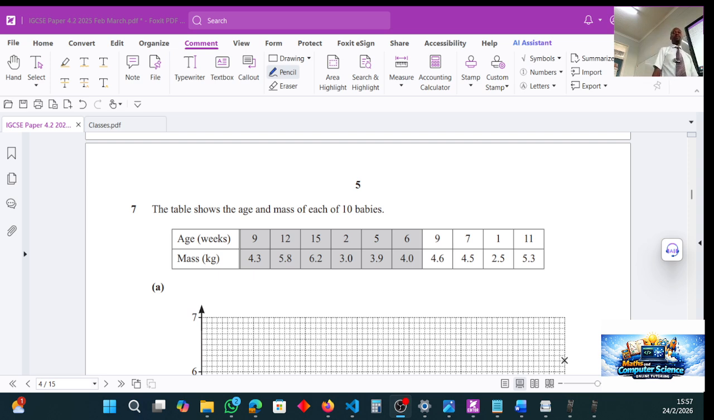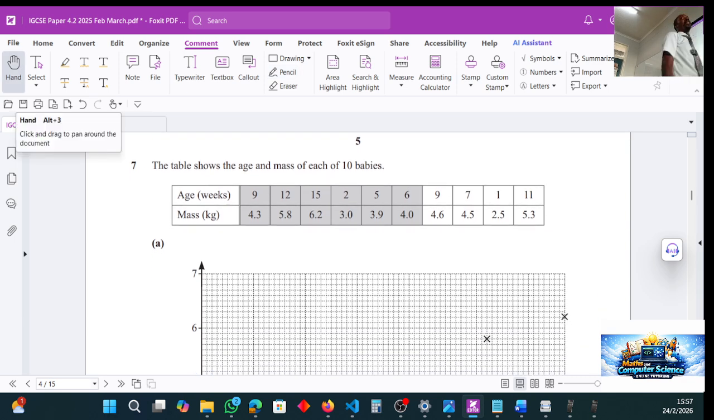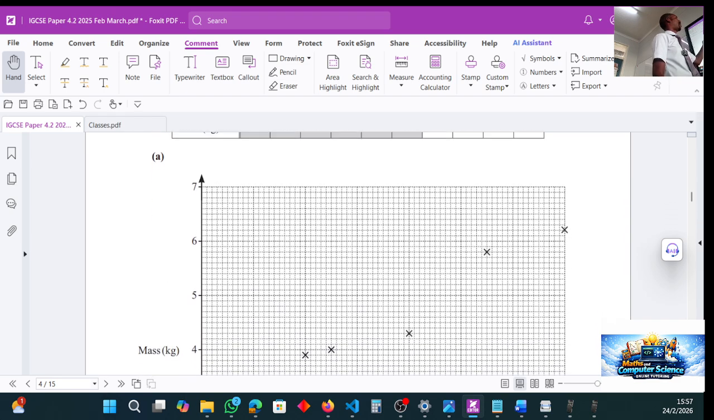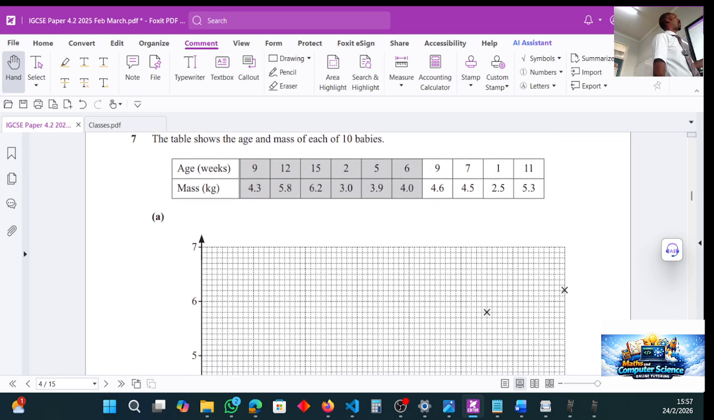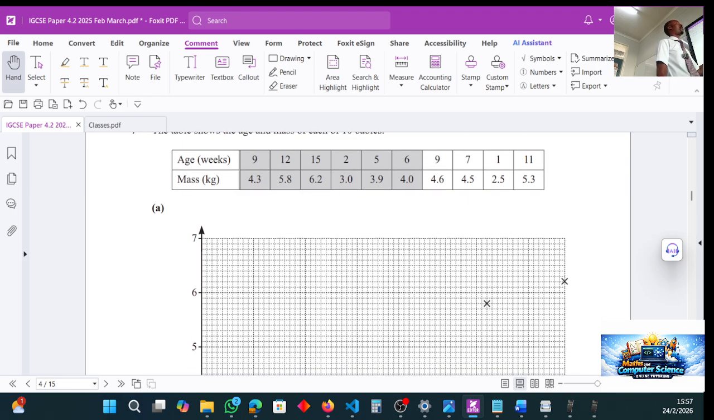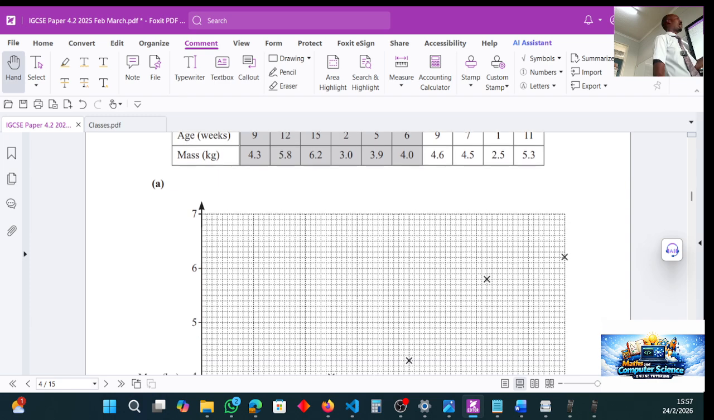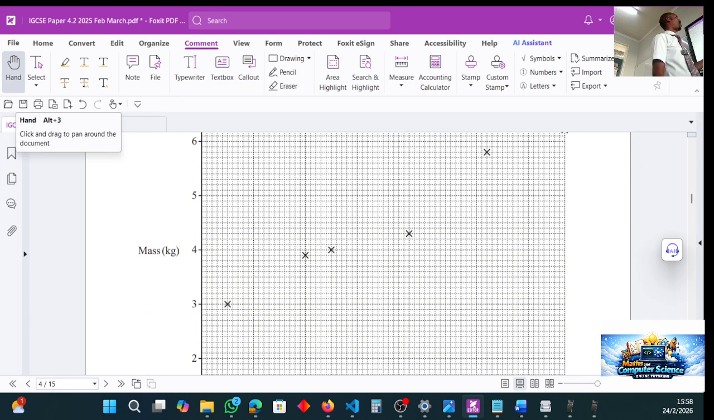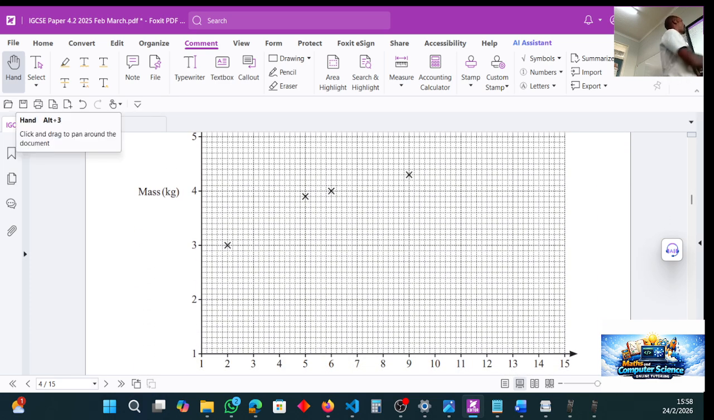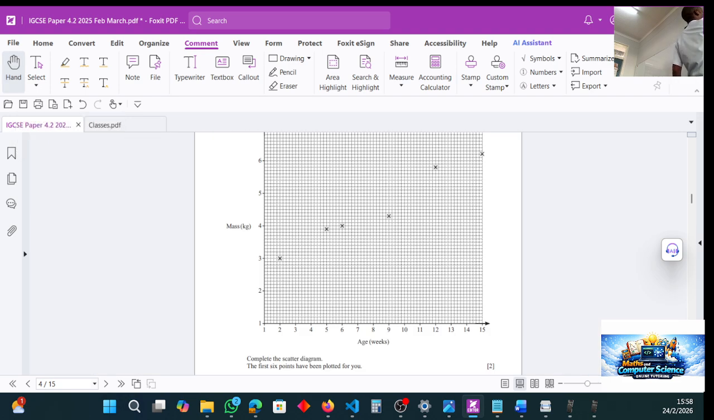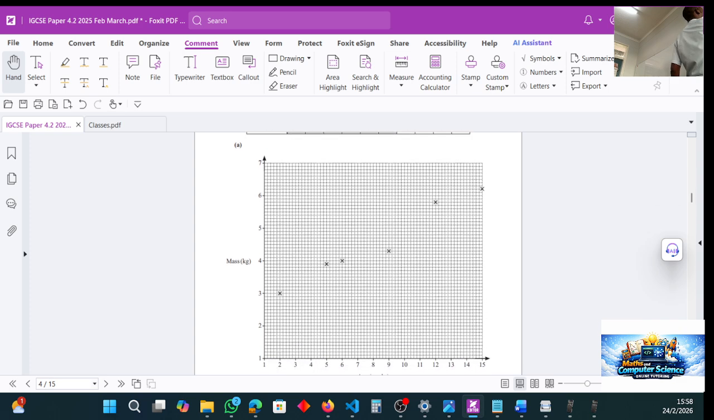Okay, so we're proceeding from the sixth question that we solved. This time around, we had a problem where we are trying to establish a relationship between age and mass. This information is relating to babies. We have 10 of them, and it looks like there's a shaded gray color covering the first six values. Those values have been plotted for us, leaving us to finish off the outstanding ones.